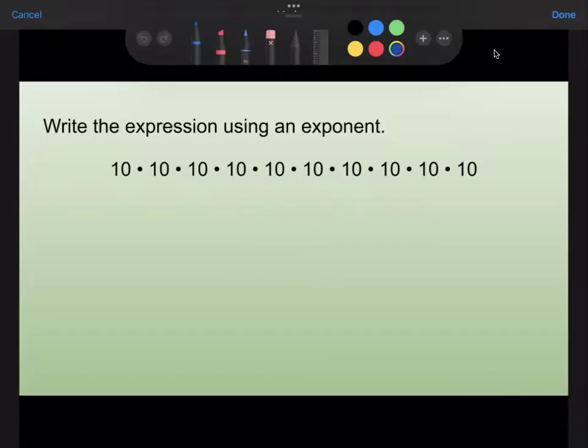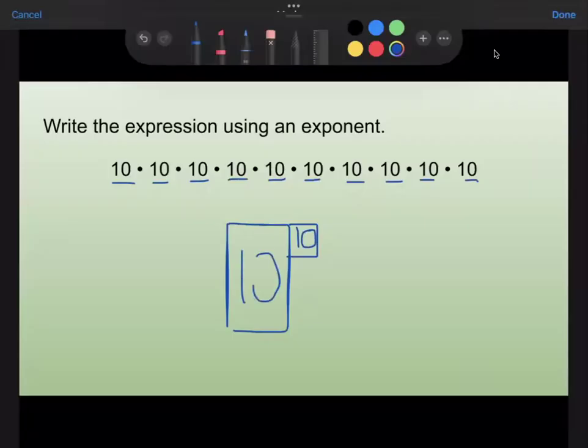Okay, here's our next example. We're going to take this multiplication expression and rewrite it as an exponent. So I'm going to go ahead and make a box for my regular size number or my base and a small one for my exponential number. The exponential number is how many times we are multiplying. So 1, 2, 3, 4, 5, 6, 7, 8, 9, 10. Ooh, 10 times. Okay, so I'm going to put a 10 up there. The number that we're being asked to repeatedly multiply over and over again is 10. So that becomes the base. So this expression can be rewritten as 10 to the 10th power.